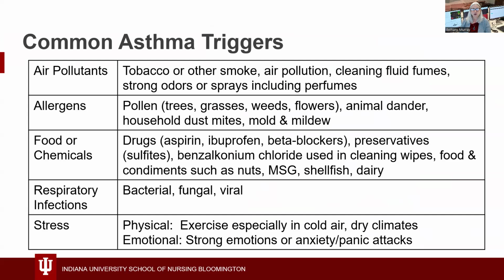A respiratory infection can often trigger an asthma attack. So if a person has a bacterial, fungal, or viral upper respiratory infection, that might be enough to trigger it. And then stress, exercise-induced asthma, especially in cold, dry air, or emotional stress, which is triggering a fight or flight response in the brain, can also set off an asthma attack.